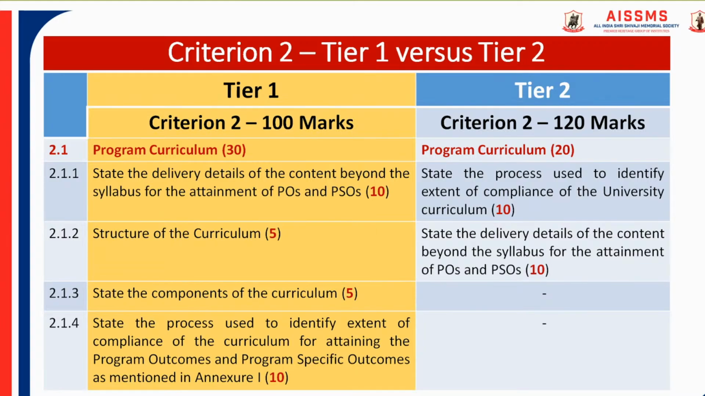So for the tier 2 colleges, which do not have the flexibility of designing a curriculum, the NBA is asking only 2 things. One is what you are doing about content beyond syllabus to achieve your program outcomes and program specific objectives. And second, the process you use to identify the extent of compliance of the university curriculum.